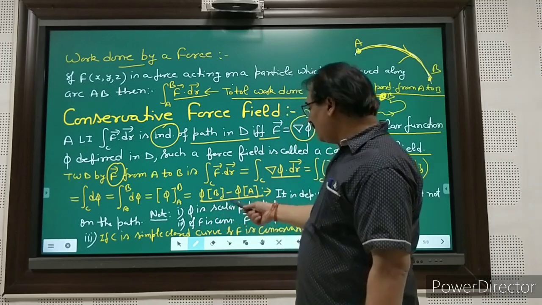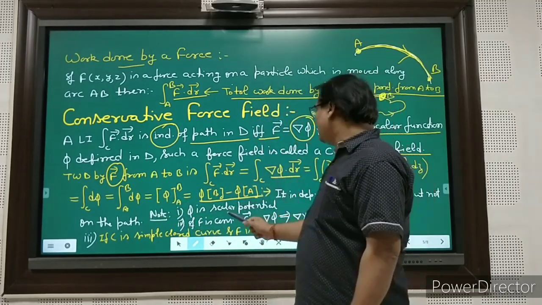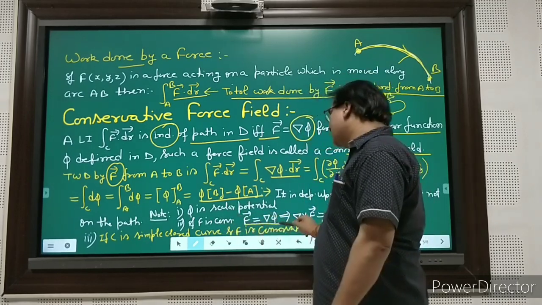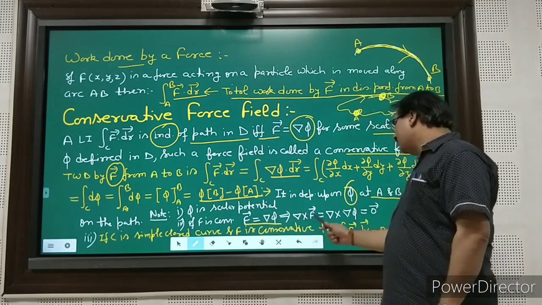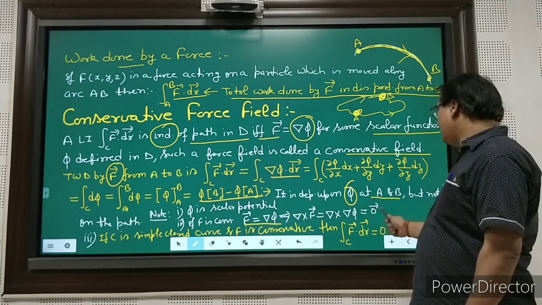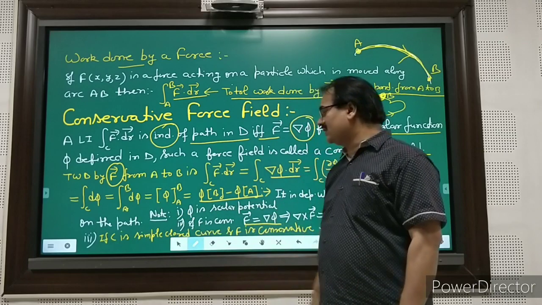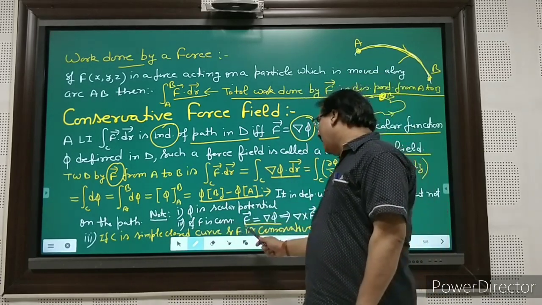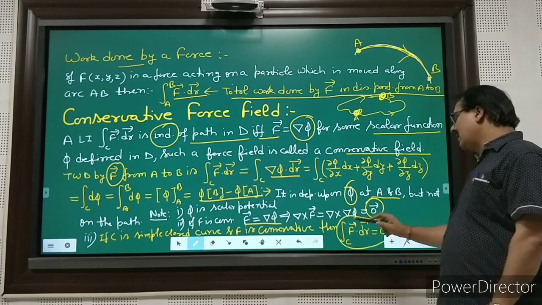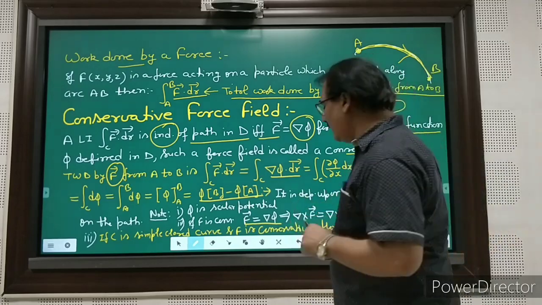Okay. Now there are certain notes. First, if phi is scalar potential. Second note, if F is conservative, then the vector F is equal to del phi, and this gives del cross F is equal to del cross del phi, and this is 0, the null vector. Now if C is a simple closed curve and F is conservative, then this integral will be 0. So this is about the conservative force field.